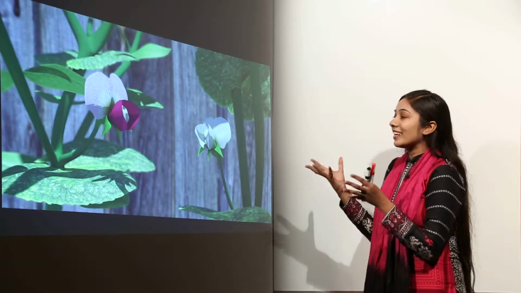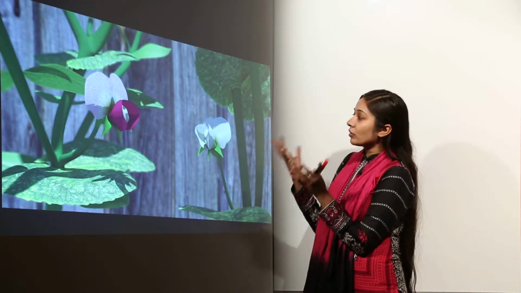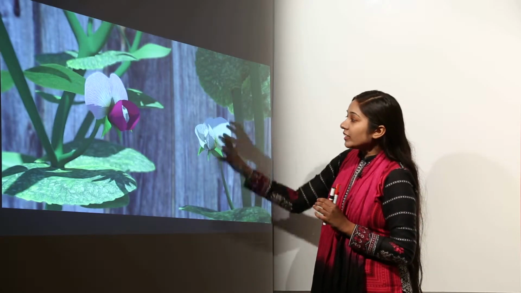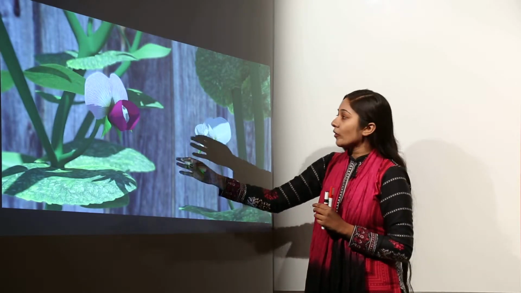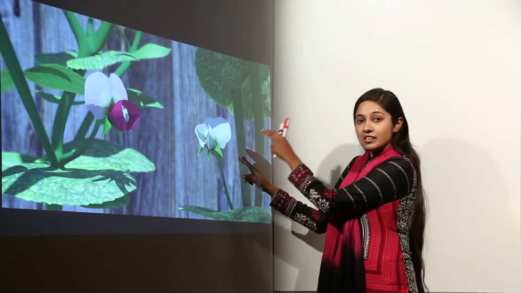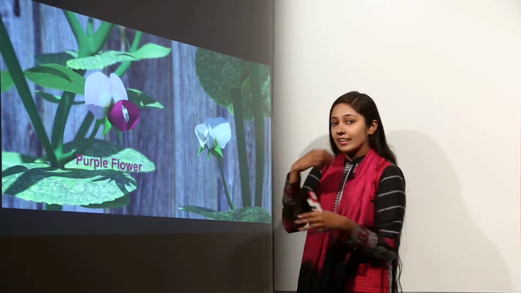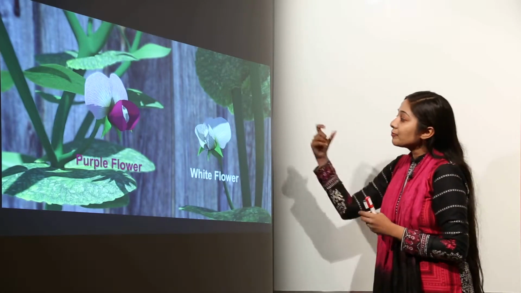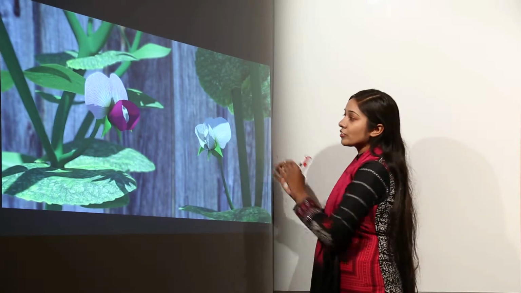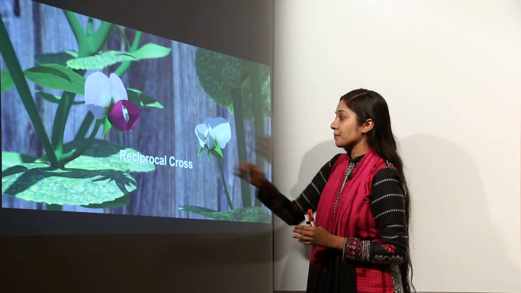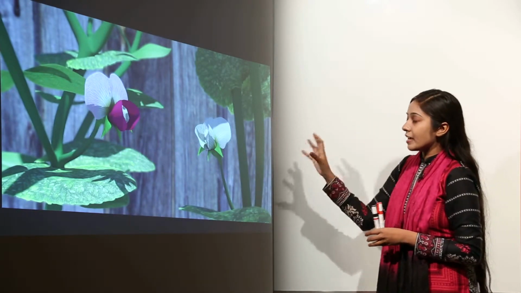Then he did some reciprocal crosses. What is a reciprocal cross? It means pollen grains from the purple flower are going to sit on the stigma of white flowers. And it can also be demonstrated as the pollen grains from white flowers going to sit on the stigma of purple flowers. So what happens in this type of cross?